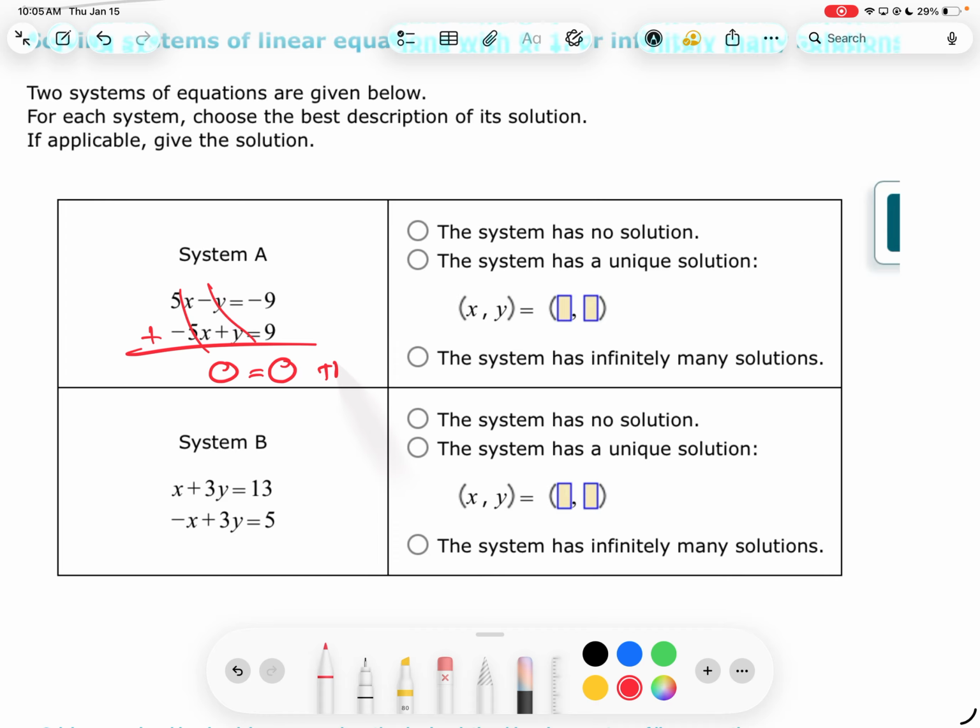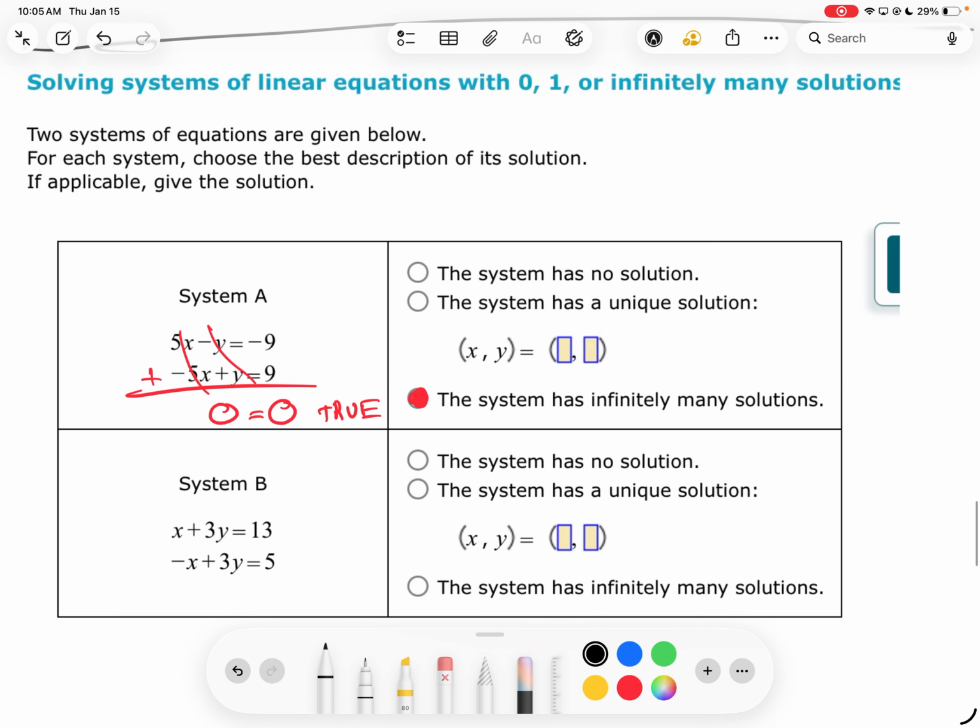So if you get down to this last thing and it cancels out, it is going to be true. Since that is true, that means they are the same line, so you have infinitely many solutions. Okay? Just to show you one real quick here.